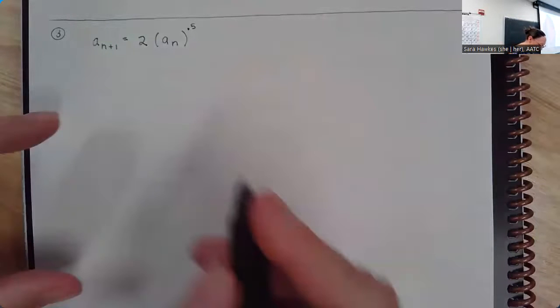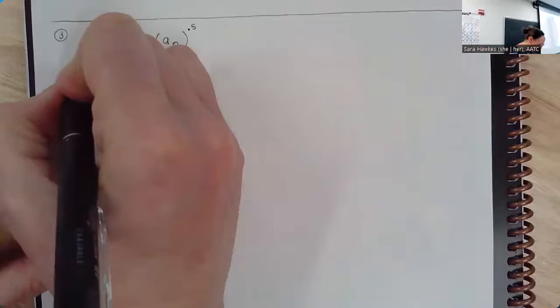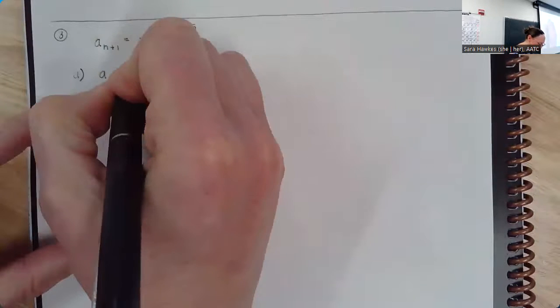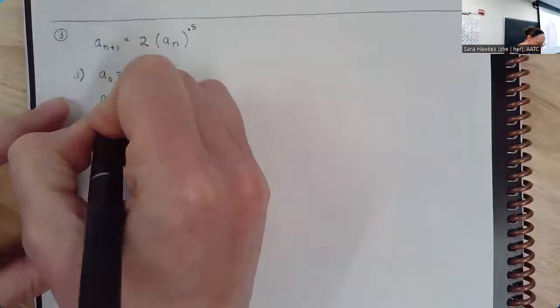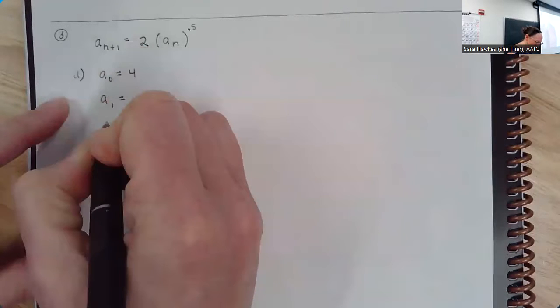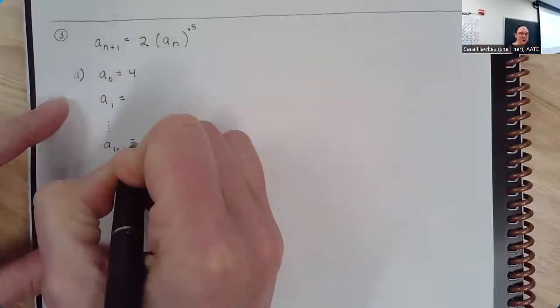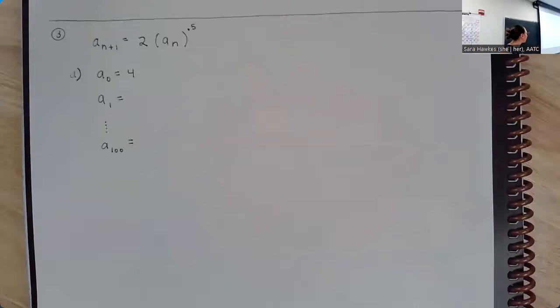So part A, I've asked if a sub 0 is equal to 4, we want to find a sub 1, and I want to find A after 100 iterations. That does not mean you're going to sit there and do 100 iterations. Something nice should happen on the first iteration.